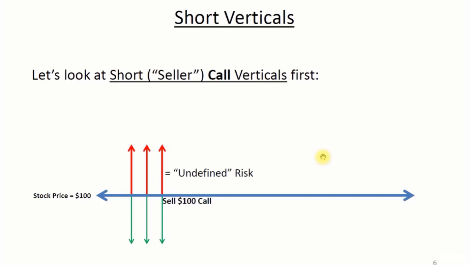So let's start with selling or shorting call verticals. When we sell a call, what do we want to happen? We want the stock price to go down. This is a purely hypothetical example using easy numbers, so it hopefully helps explain this thing.